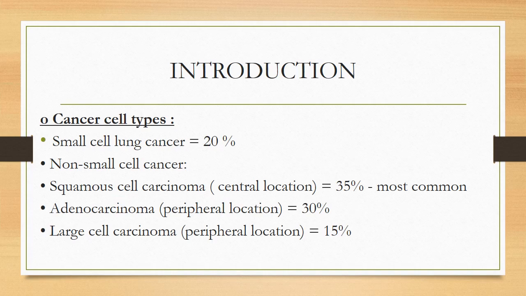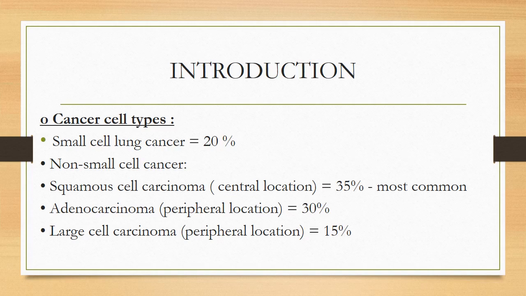So the cancer cell types include small cell lung cancer, which has a central location, that is near the main bronchus, and it is strongly associated with smoking. It occurs in 20% of the cases of lung cancer and it originates from small immature neuroendocrine cells. Therefore, they produce hormones, so it causes paraneoplastic syndromes. It has multiple site involvement in the lungs and it grows fast and metastasizes fast as well.